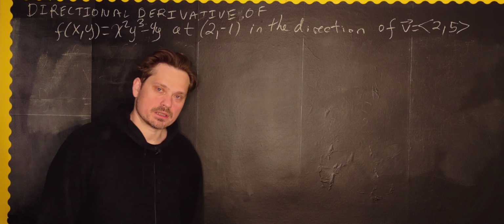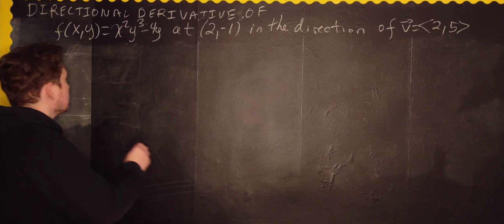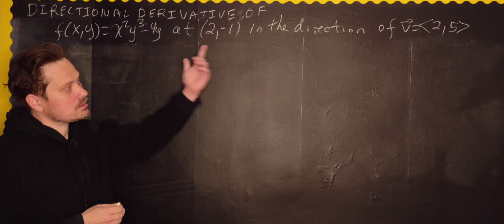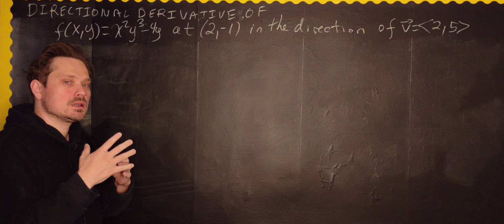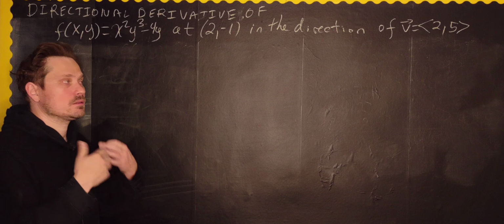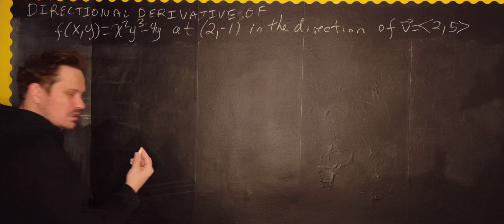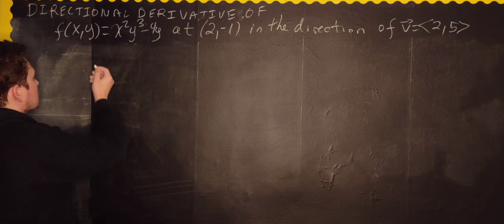You just need to compute all the ingredients as follows. You need the gradient vector, you need the unit vector in the direction of that vector, and then at the end you dot those, and that gives you the value of the directional derivative. That's the logic pretty much. Alright, so let's go through the process.